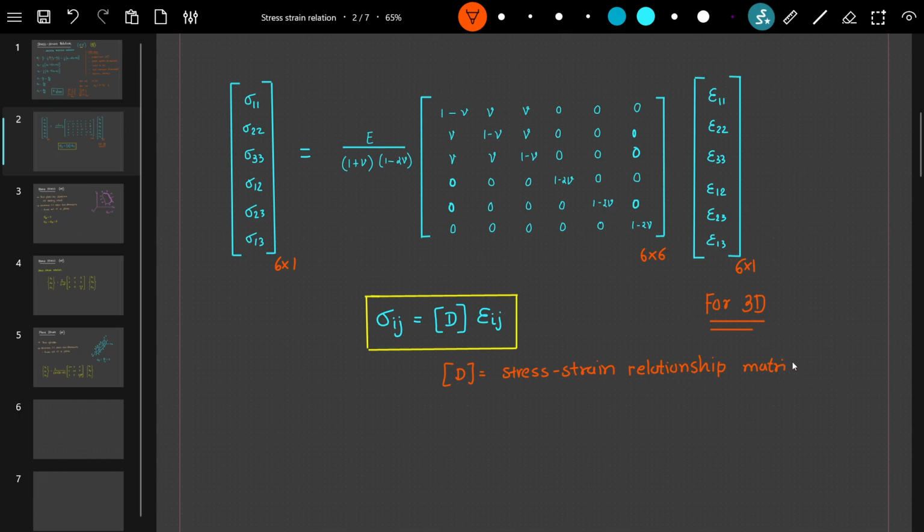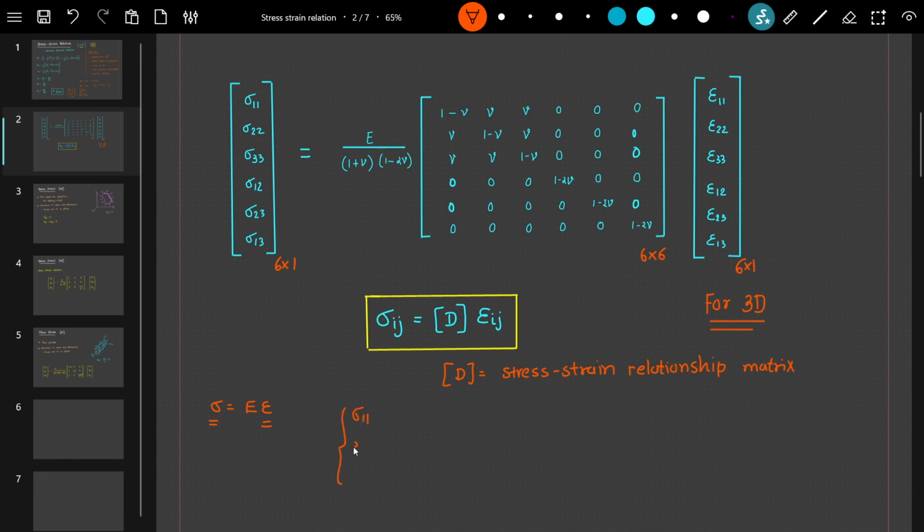So this is going to be very useful in upcoming lectures and chapters. And this is for 3D. So for 1D we have already seen sigma is equal to E epsilon, because there is only one stress component and there is only one strain component.